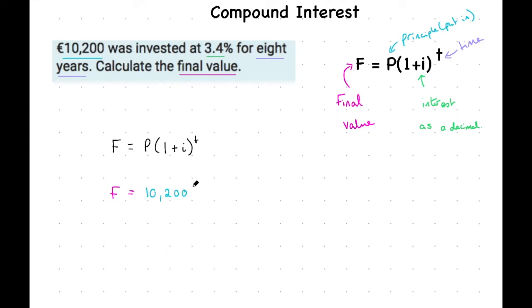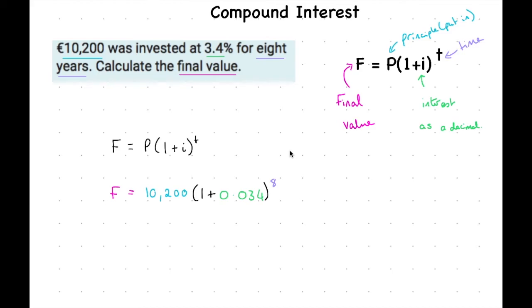Multiplied by 1, so multiply by 1 plus I. Now remember what I said about I. We cannot put it in as a percentage, it must be filled in as a decimal. So 3.4 as a decimal is 0.034. So that's it as a decimal, and we raise that then to the power of 8.